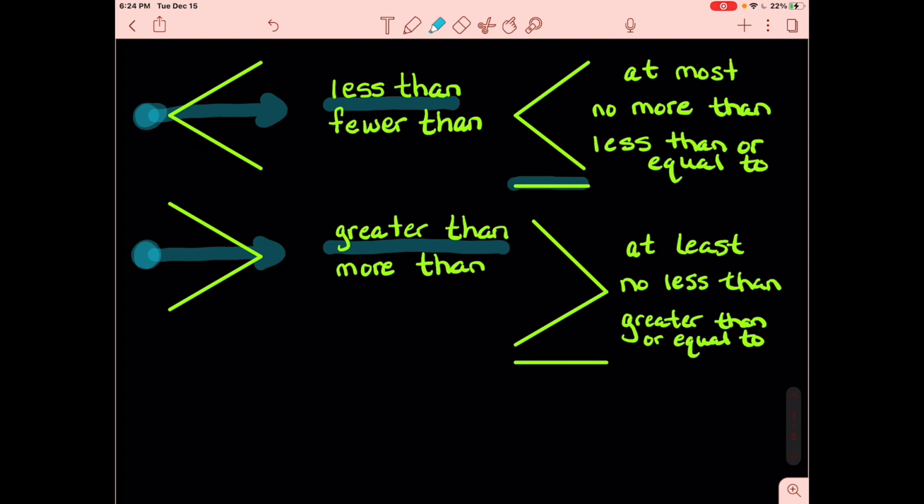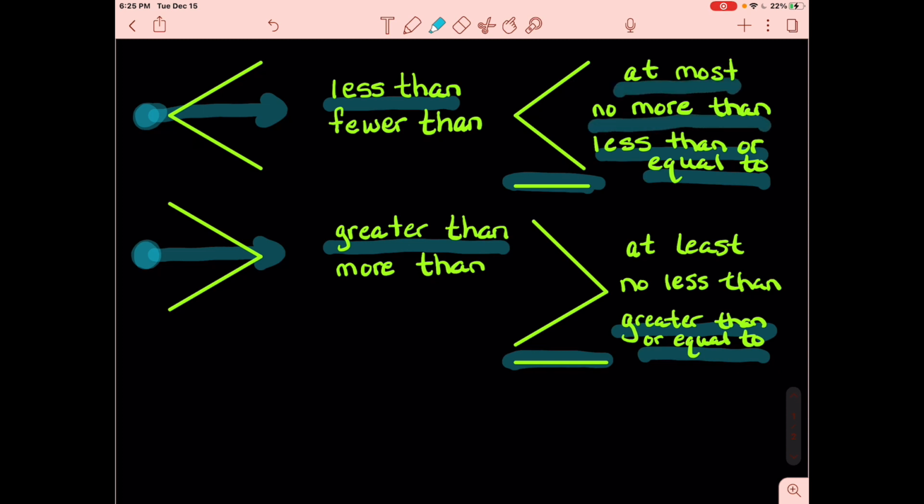If you see this underneath either one of those symbols, it means the same thing, and then add on this or equal to part. So this is a less than or equal to. This is a greater than or equal to. And you'll see words like at most or no more than. It means that you can actually have that number, but in this case, fewer than that number also. And if you have at least or no less than, it means that you must have that number or more than that number.